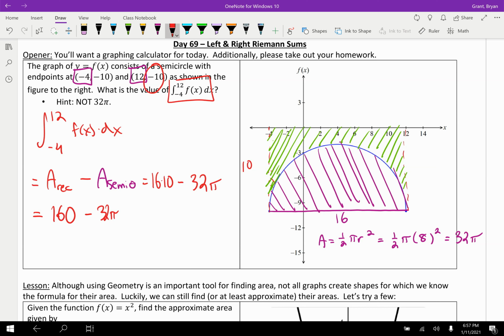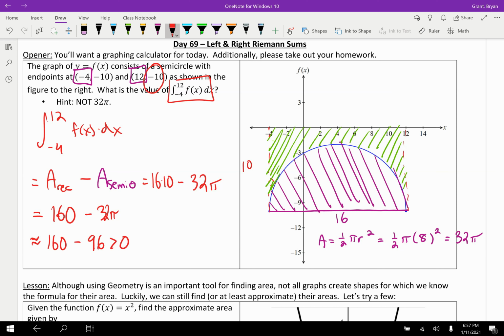Except for one thing. If you estimate this, 160, let's call pi 3 for now. Engineers rejoice and mathematicians cringe. We multiply 32 by 3 and get 96. I think if we subtract those, we'll get a positive answer. We could say that that's greater than 0. And I don't think we want a positive answer here.